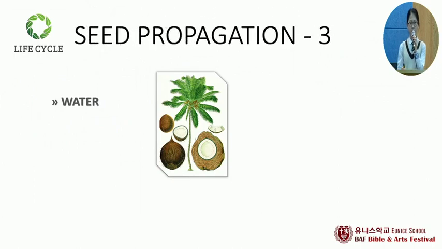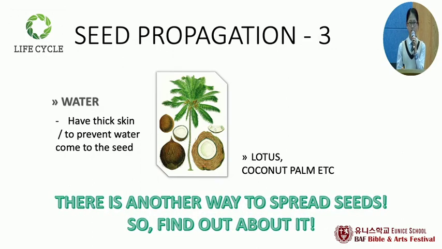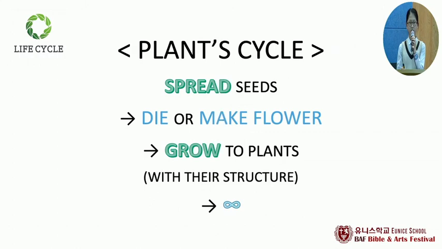Lastly, some plants spread seeds by water. Plants that spread seeds by water have a skin, so the water cannot come to the seed. And trees such as lotus or coconut palm will be a good example of this. In addition to this, there are several other methods of seed propagation. When a plant ends this process, it dies or starts making flowers in the next year depending on its cycle course. And next, the seed grows into another plant and repeats this like we have presented.